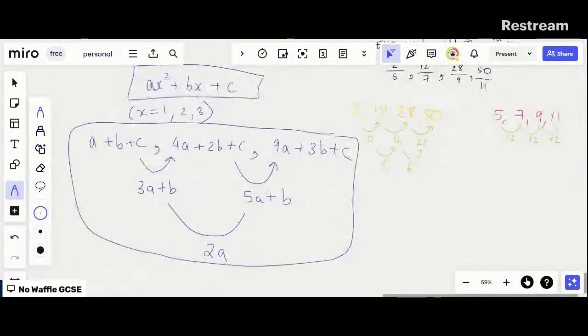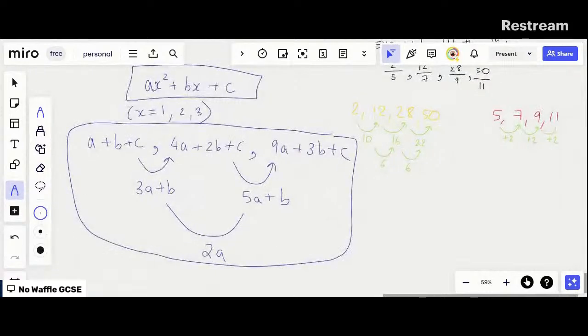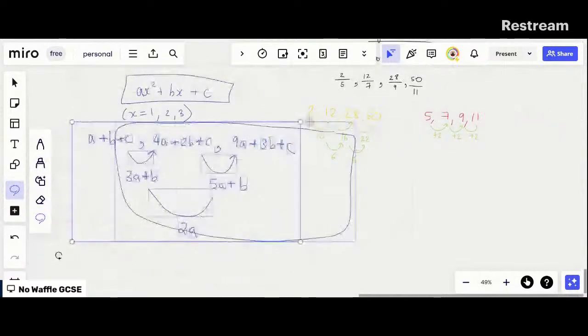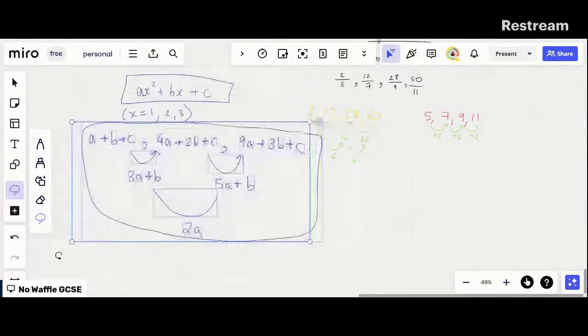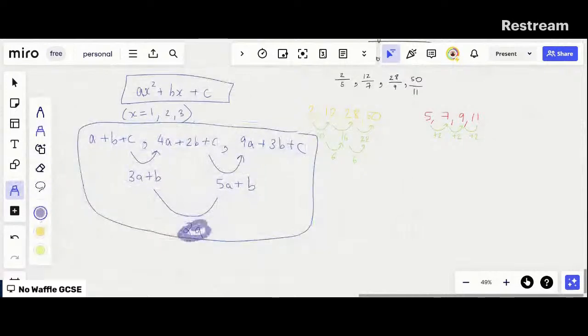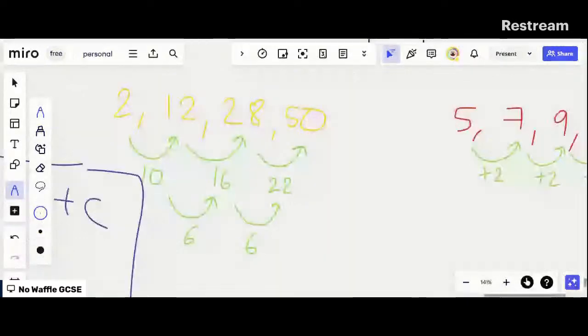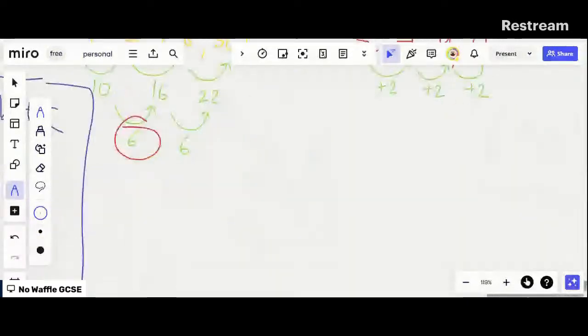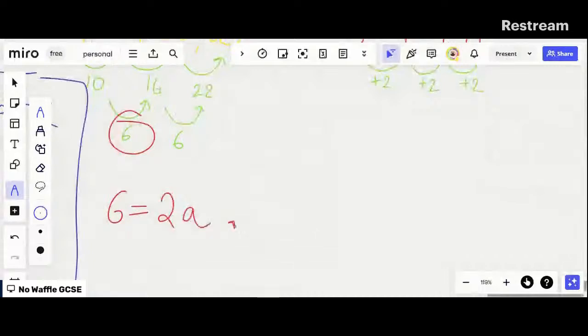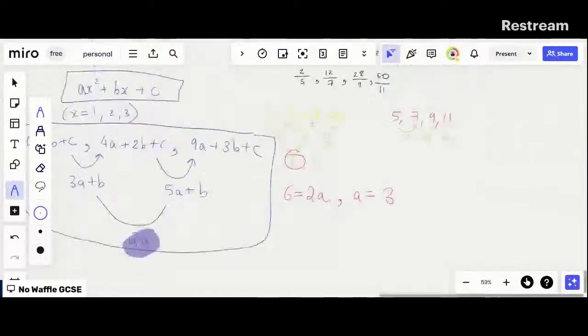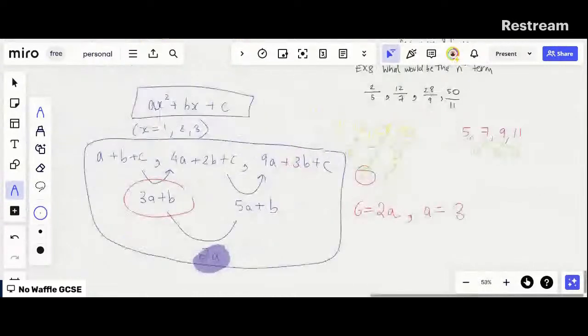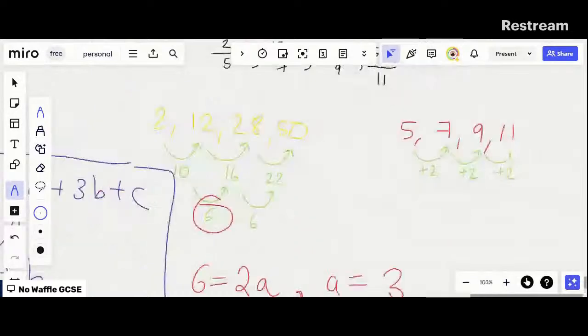And therefore, you can use that when you're actually looking at a quadratic. So this you can apply. If we know that the second difference is always 2a, then 6 equals 2a, so a equals 3. Now next, the first difference between the first two terms always equals 3a plus b. Therefore, 10 equals 3a plus b.